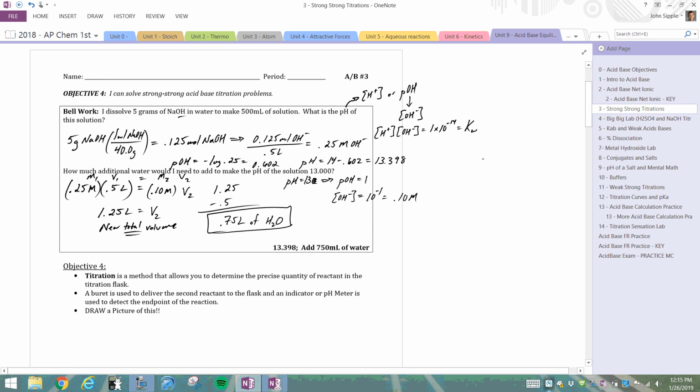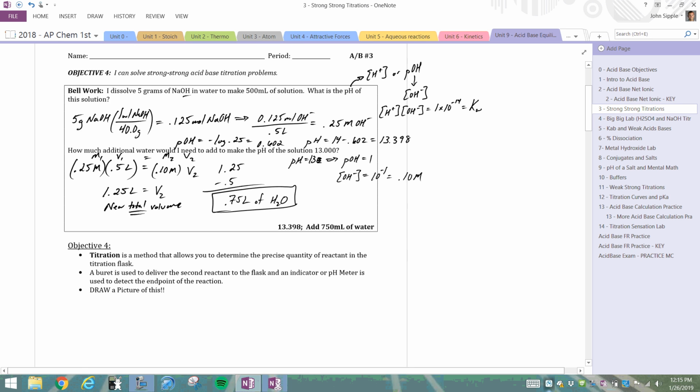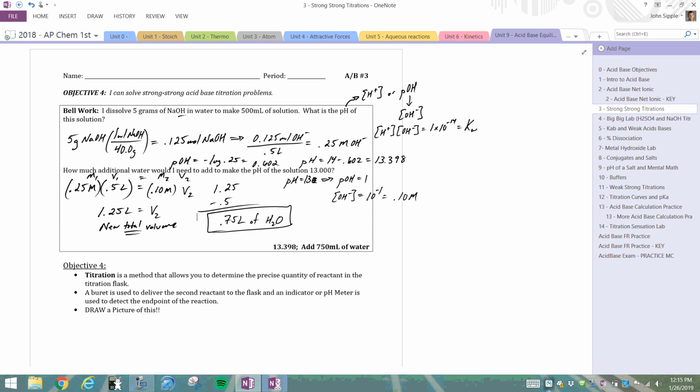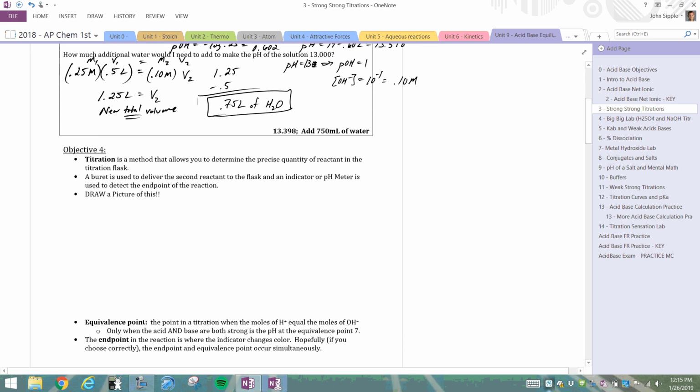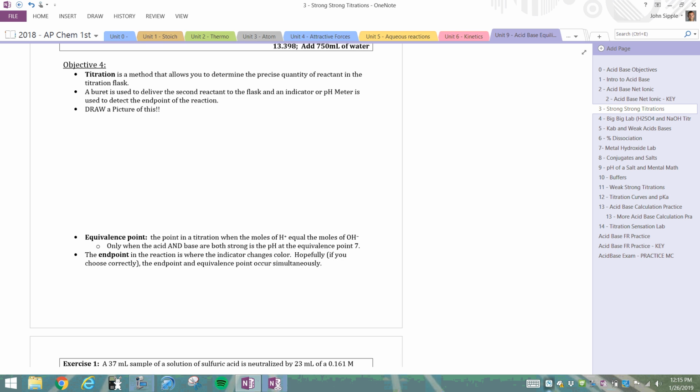Okay, welcome back, folks. Here we go. We're going to be talking about strong acid-base titrations. So remember, a titration is a way that we can determine exactly what we have in an unknown.